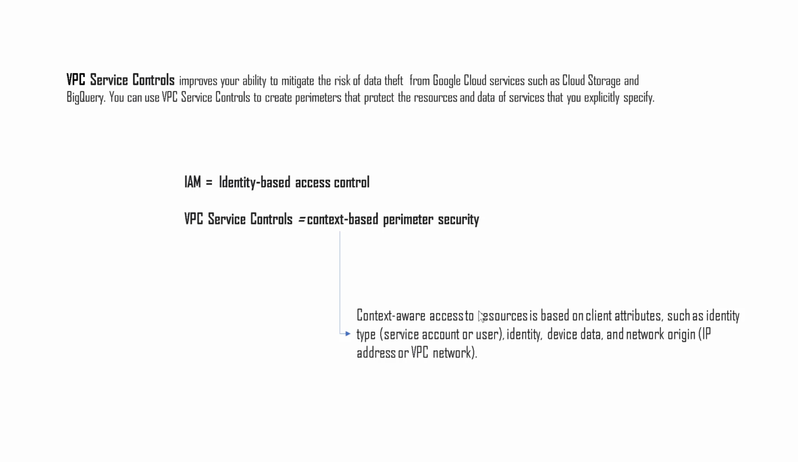Now you use IAM when you want to give access to a certain individual or to a certain entity for a particular resource. So how is it different from VPC service controls? Well, VPC service control involves context-based perimeter security. What this means is that rather than giving access based on identity, context-aware access makes it possible for you to give access to resources based on client attributes such as your client type, your identity, your device data, your network origin, etc. So it's possible using VPC service controls to give access to a certain IP address or to a certain individual who is residing in a certain country. These are things that wouldn't be possible with IAM.